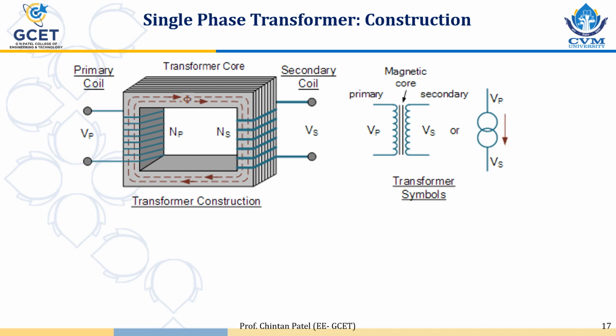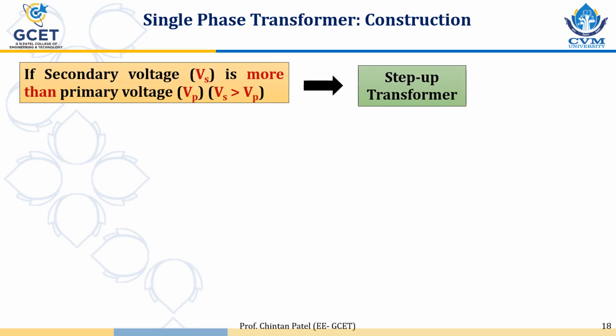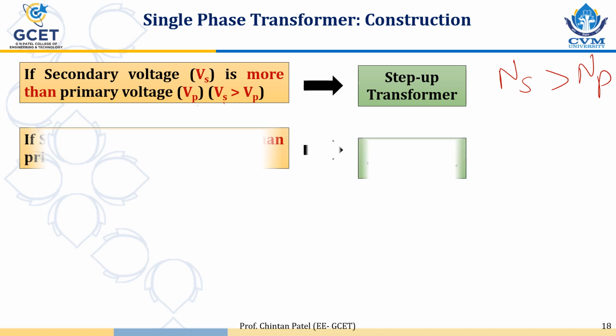This is schematic of transformer construction: core, NP, NS, primary voltage and secondary voltage. And these two are the symbols of transformer. This is what I said earlier. If secondary voltage is more than primary voltage, that is if Vs is greater than Vp, then the transformer is called step up transformer. So in this case, NS is greater than NP. Number of turns in secondary is greater than number of turns in primary.